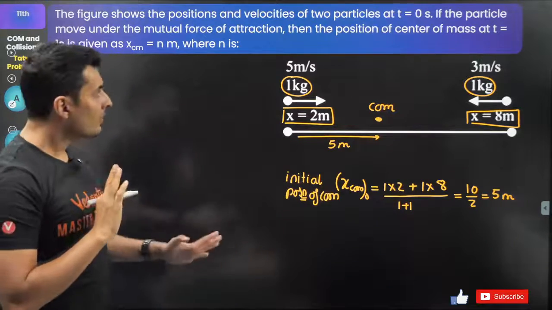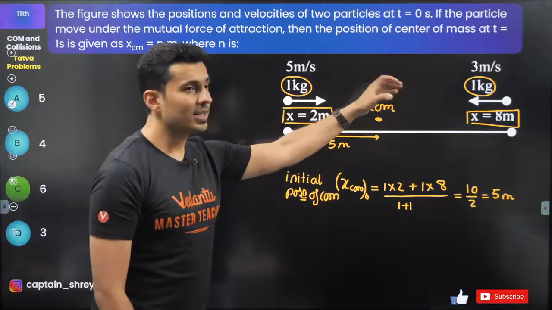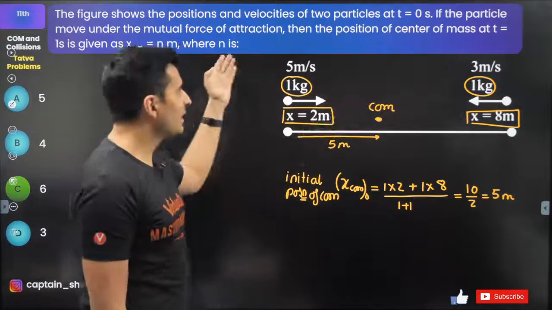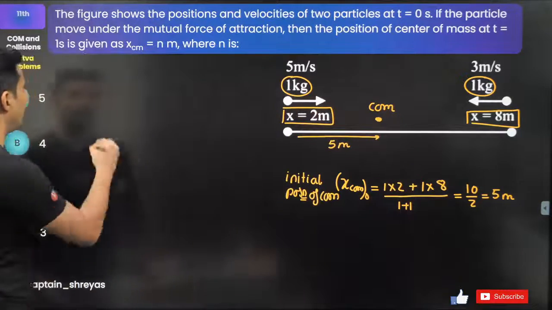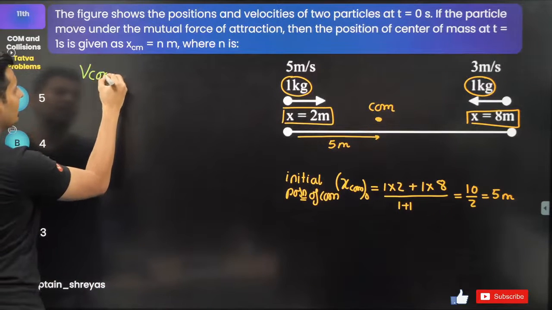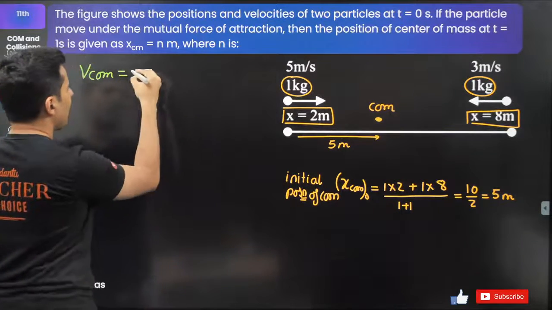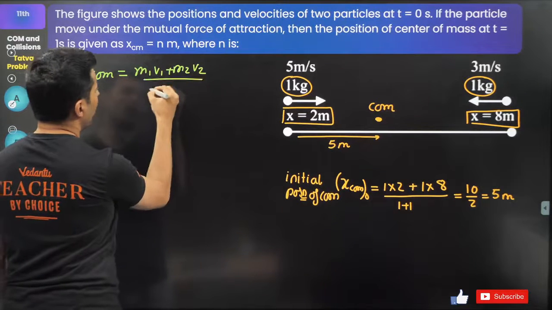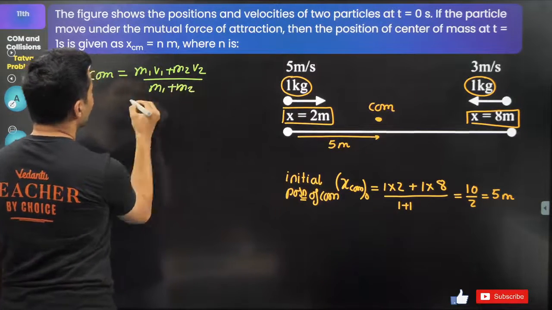Everybody fine? But the problem is center of mass is moving. Why? Because the particles are moving. So first find the velocity of center of mass also. Velocity of center of mass is again m1 v1 plus m2 v2 upon m1 plus m2.